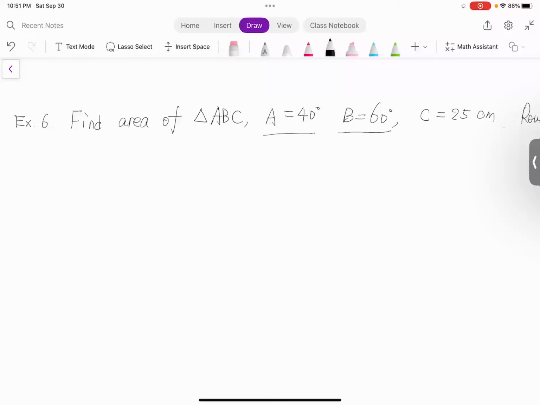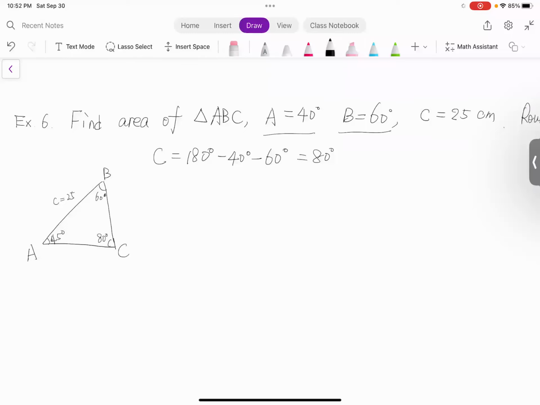So first, I know that the missing angle C equals 180 degree minus 40 minus 60. This is 80 degree. Okay, that means the graph is about like this. So this is the A, that's 40 degree. And this is angle B, this is 60 degree. And this one is angle C, angle C is 80 degree. And also I know the C equals 25 centimeter.